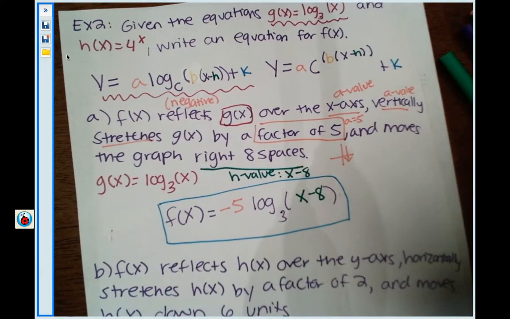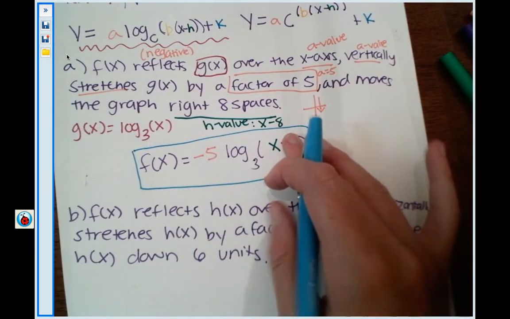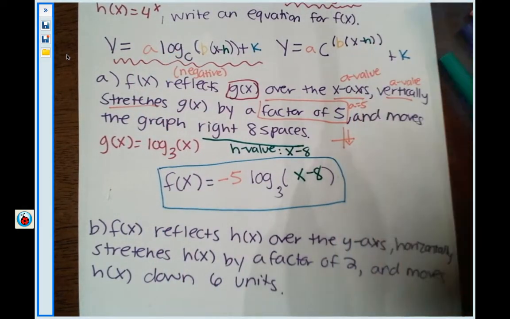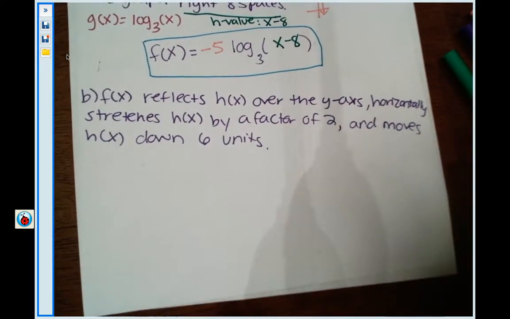Okay, let's look at our next problem. So again, we're going to read about the transformations, and that's going to tell us how to fill out our equation after we determine if it's a log function or an exponential function. So let's see what happens. The next one says, f of x reflects h of x over the y-axis, horizontally stretches h of x by a factor of 2, and moves h of x down 6 units.